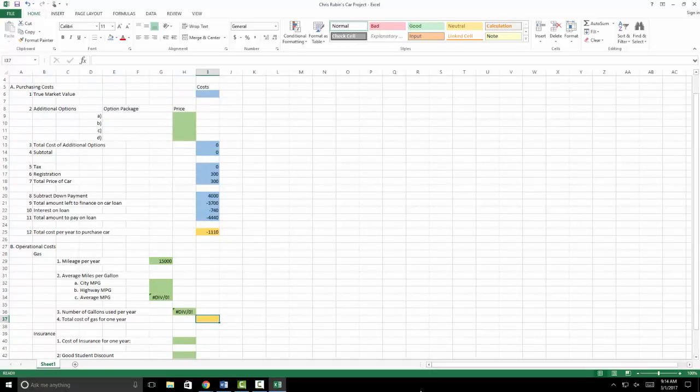And in I-37, to figure out the total cost of gas for a year, we're going to set up a formula equals number of gallons used per year. So that's this right here, multiplied by the average cost of gas in Silicon Valley.